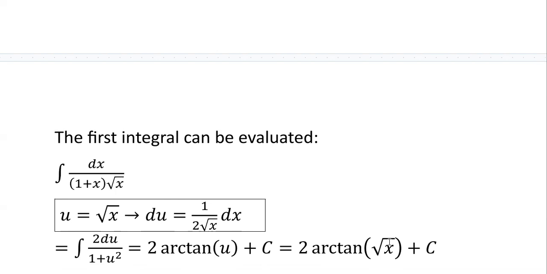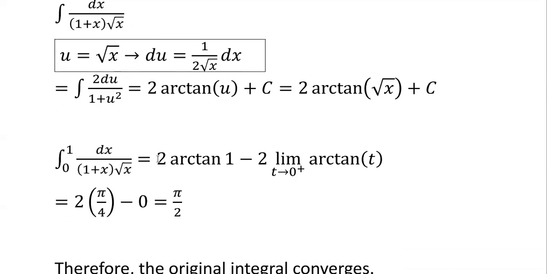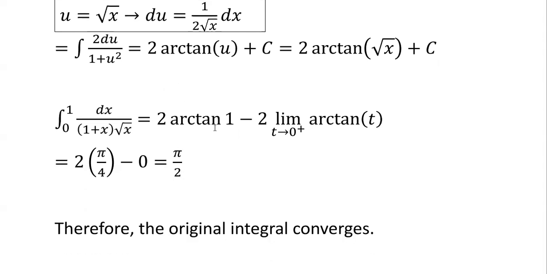And then I back substituted. So the improper integral from 0 to 1 of this guy is, I use the antiderivative over here, fundamental theorem of calculus, and the limit definition, 2 steps in 1 over here. Evaluate it, it's pi over 2. So it converges. Both pieces converge. Our original guy converges as well.